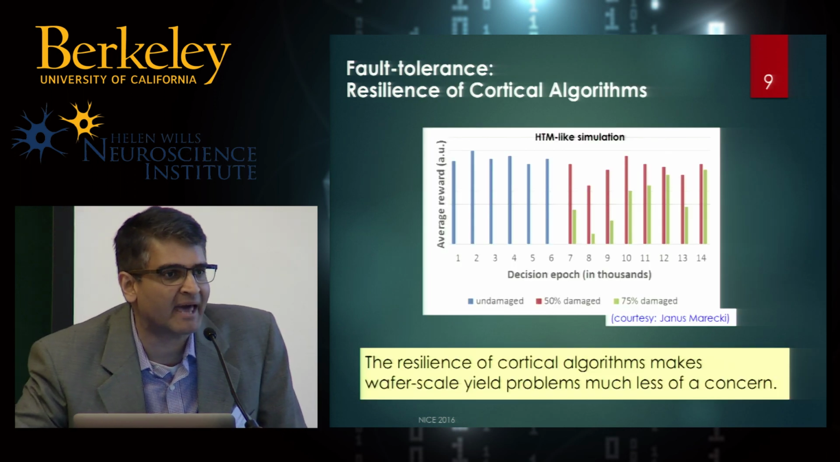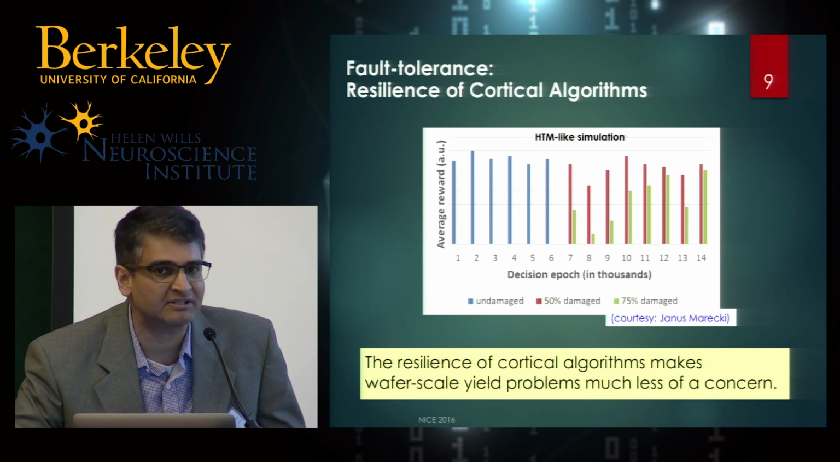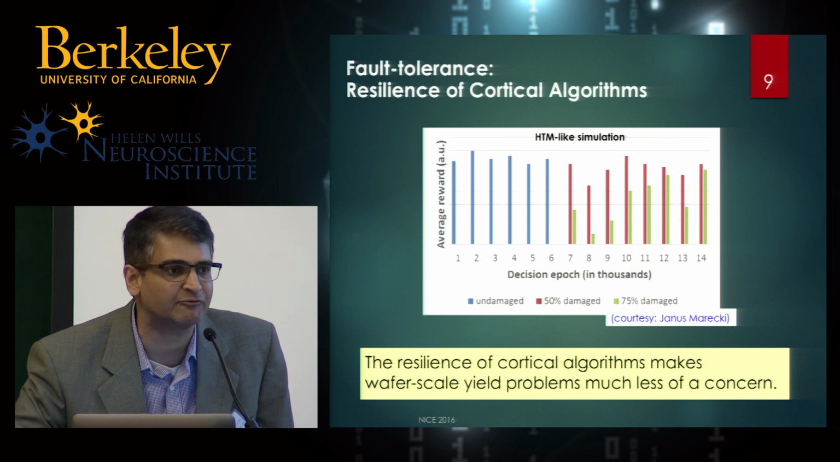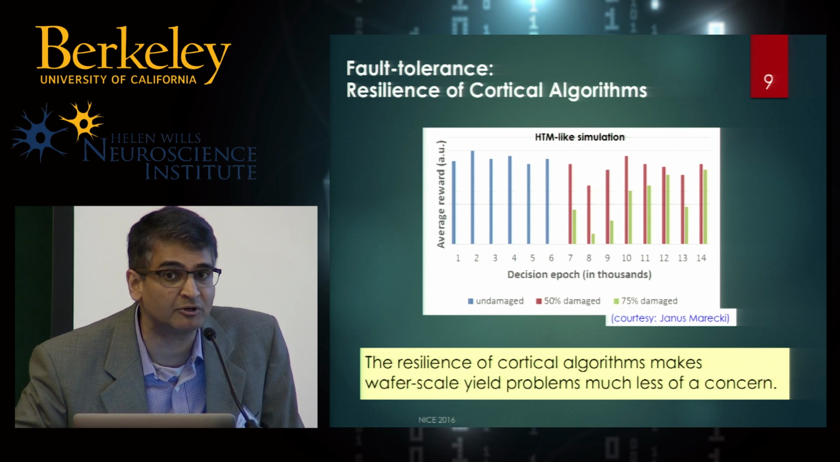So the biggest drawback, really, for wafer scale integration, our argument against it up to now, has been the fault tolerance. And for enterprise computing, this is a very natural issue to bring up because we really can't afford mistakes. However, cortical algorithms have a tendency to be far, far more resilient.